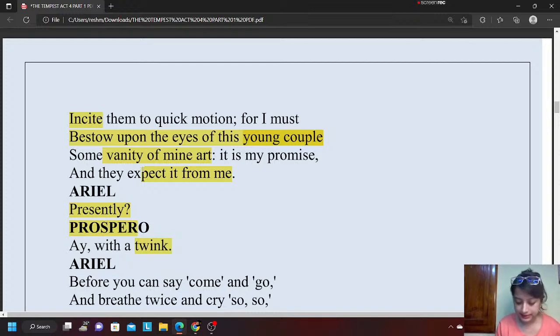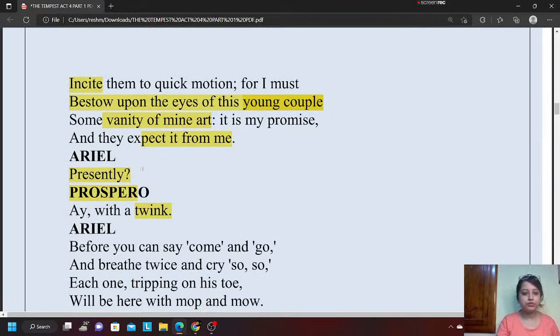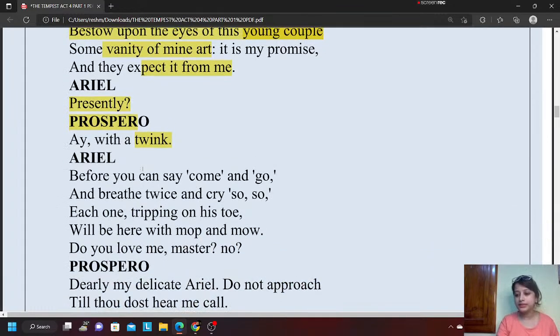Okay, next. So next we will come to Ariel says, do I have to go now? And it is said, all right for us. So he says that okay, I will just come and go. It will be as fast as anything. Before you can say come and go and breathe twice, imagine I'll be that fast. I will not even take seconds, a fraction of a second. Even before you breathe twice, I will be here.